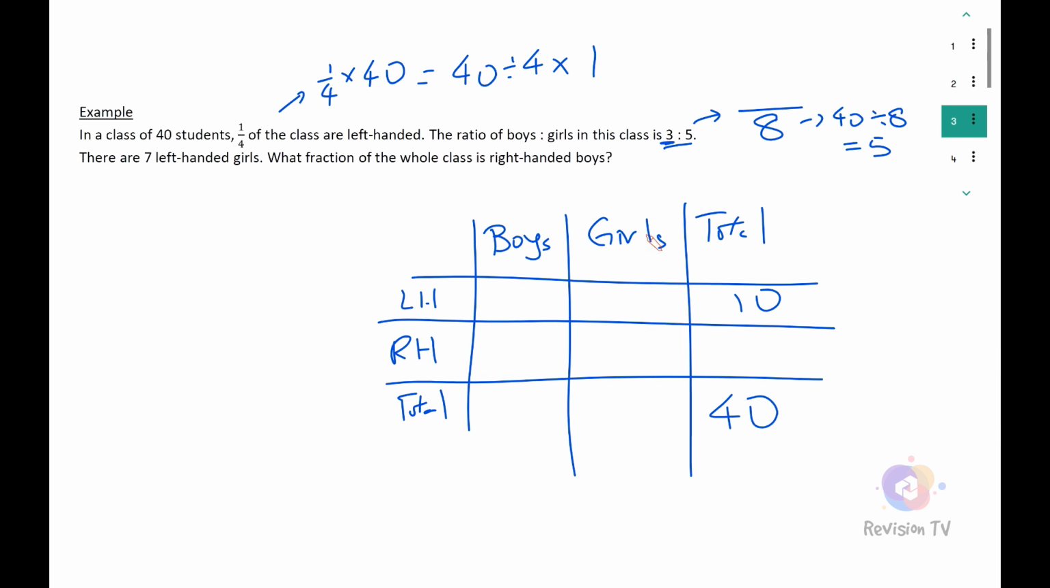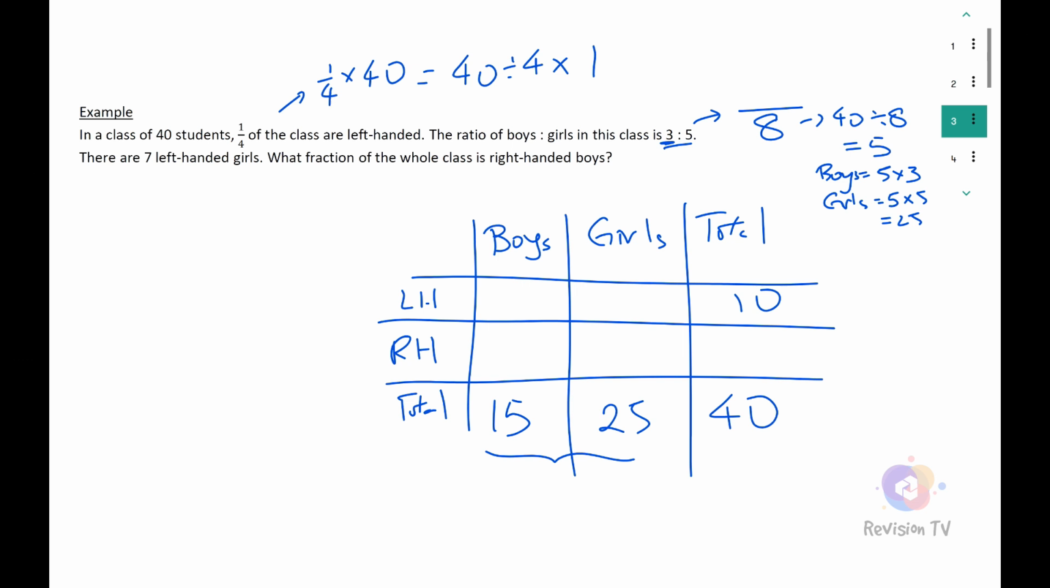There are 3 parts of boys. So in terms of boys, we can do 5 times 3 parts, which is 15. So 15 boys altogether. And for girls, that will be 5 parts of girls. So 5 parts of 5, which is 25. So we can put in the girls 25. We can add up these two numbers. It does add up to 40. So we know these two numbers are in the right place and the right position.